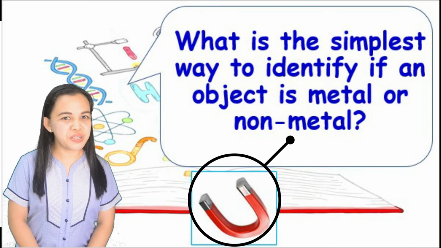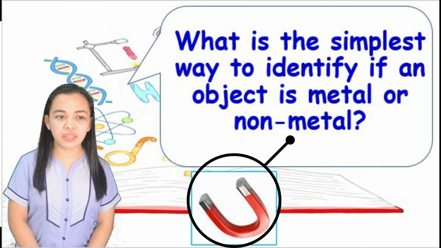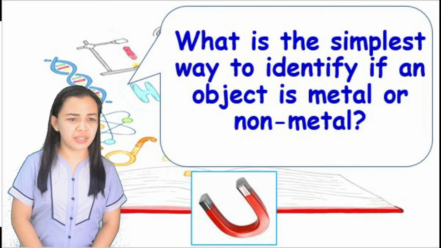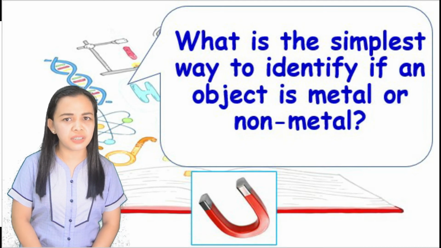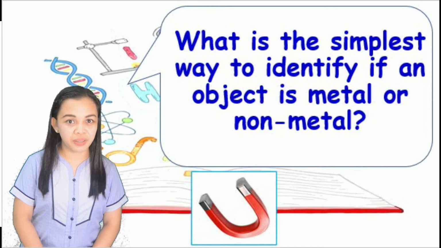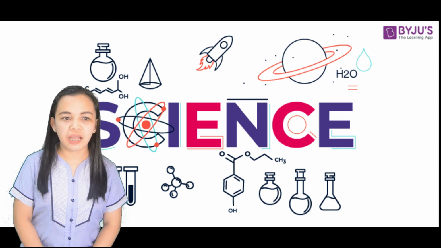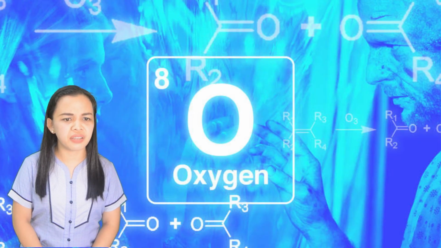What is the simplest way to identify if an object is a metal or non-metal? Yes, use a magnet. Most metals are magnetic. A magnet can attract metals. Non-metals, on the other hand, are not attracted by magnets. For example, iron, a metal, is attracted to magnets. Oxygen, a non-metal, is not attracted to a magnet.